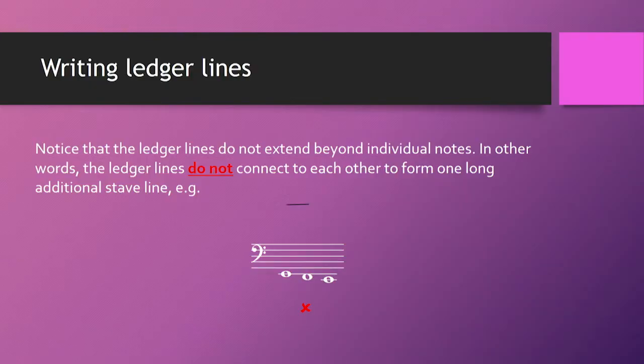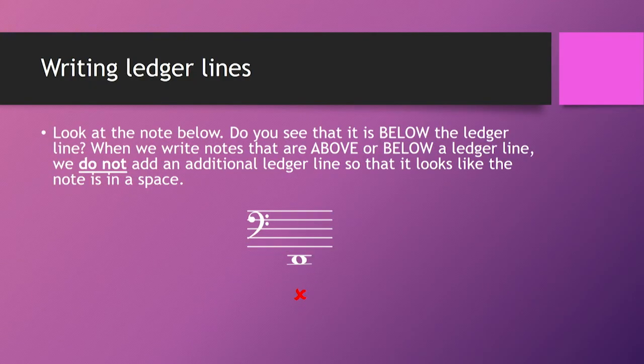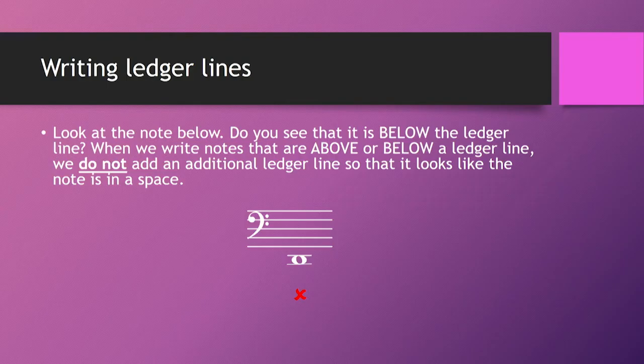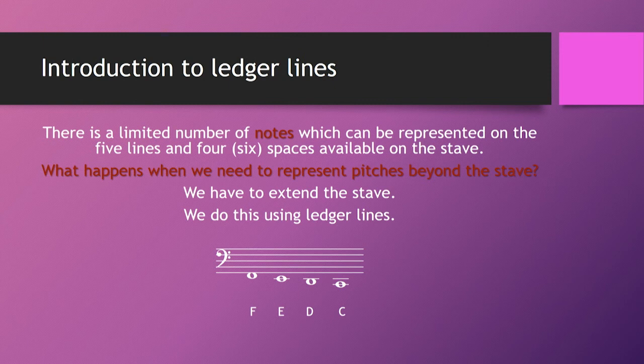The second rule, which is equally important, is that when you are working with a note that has gone below or above the stave using ledger lines, and it's technically in a space, you don't have to write an extra ledger line underneath it. So look at the screen now. You'll see that that note is a D. There should be a ledger line just above it, but we don't need the one underneath. So if we go back to the previous slide, you'll see that the D just has the line above it, but not an additional line underneath it. You don't need to make it look as though it's in between two lines.